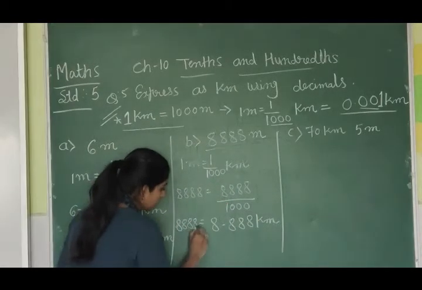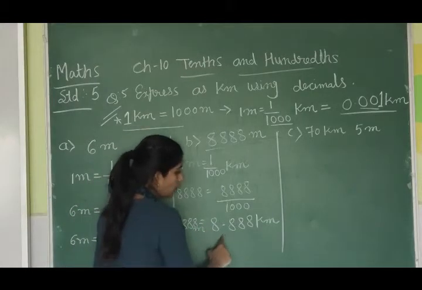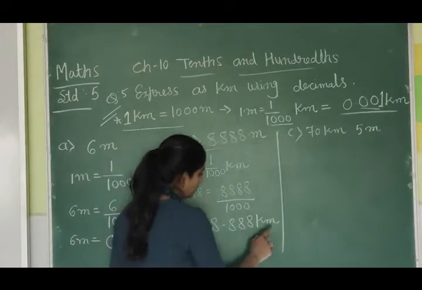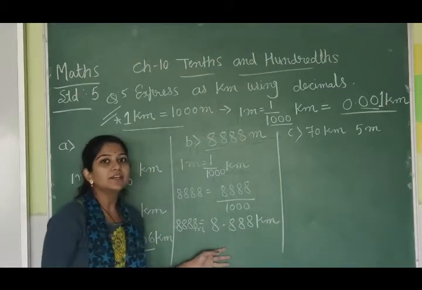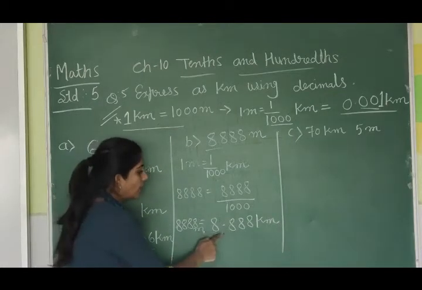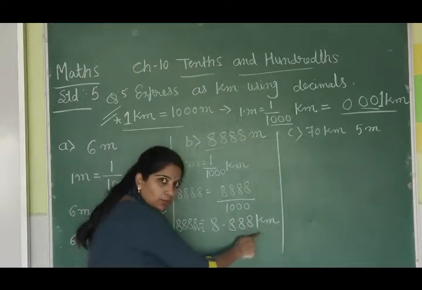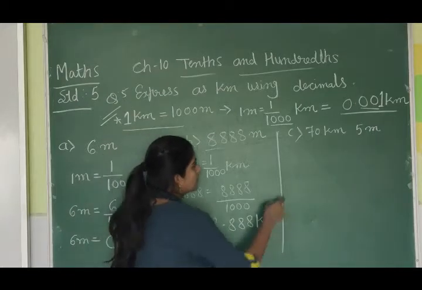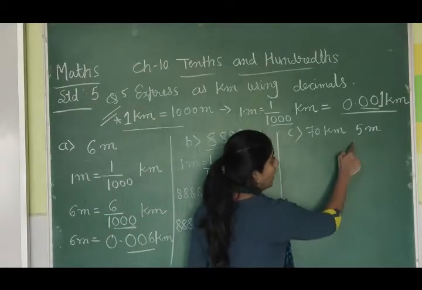Okay, 8888 meter is equal to 8.888 kilometer. And for the decimal reading, how will you read? 8.888 kilometer. Okay, now last, 70 kilometer 5 meter.